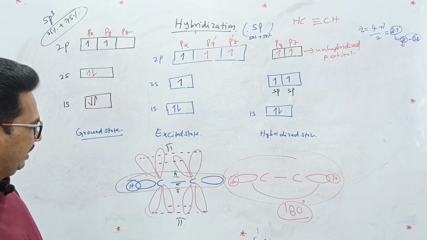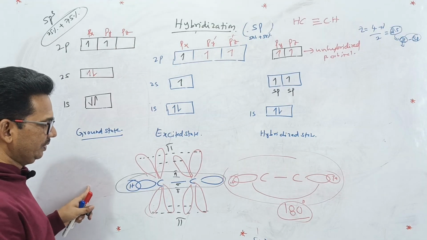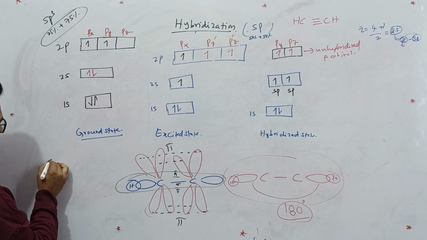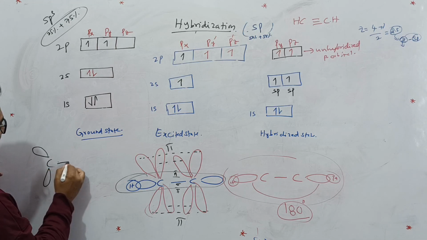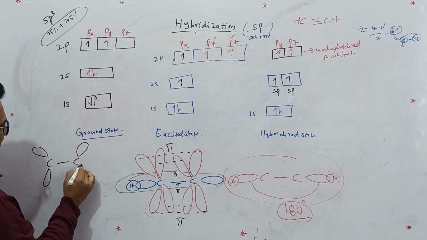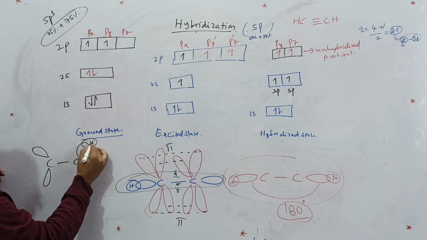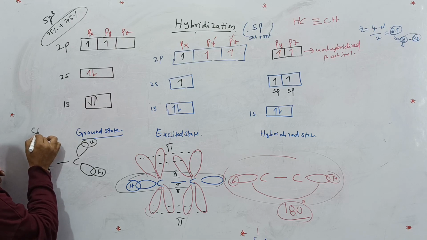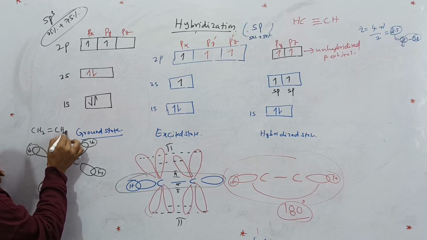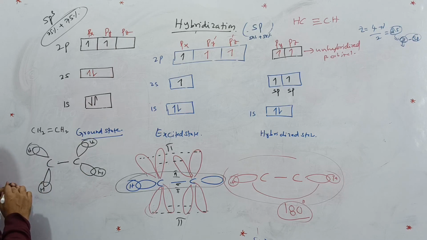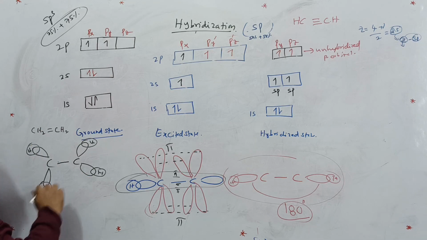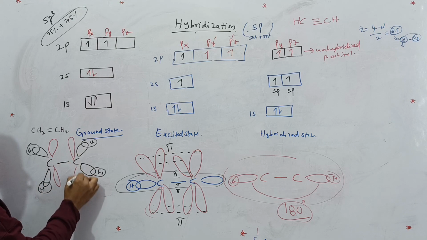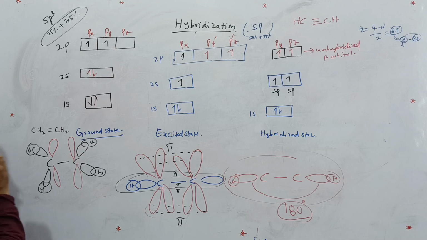See, in case of sp2, how much? 120. Is it right? How will you write sp2? Only one unhybridized p orbital is there in that case. Is it right? Hydrogen, hydrogen, hydrogen, hydrogen, because this is the structure of CH2 double bond CH2. Then how many unhybridized? In case of sp2 I already showed 1. In this carbon also 1. Is it right or not? Yeah.